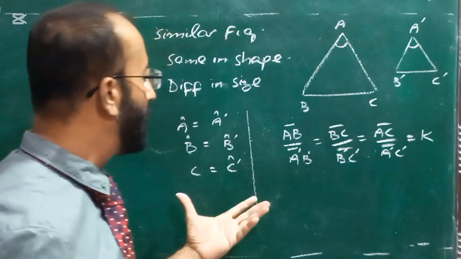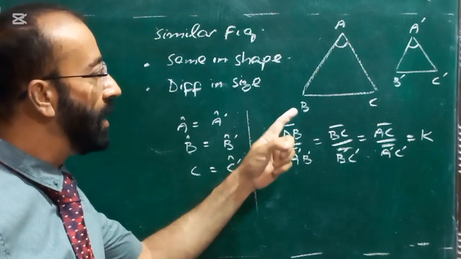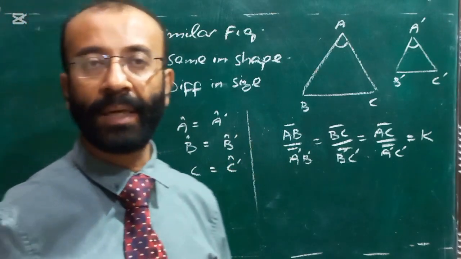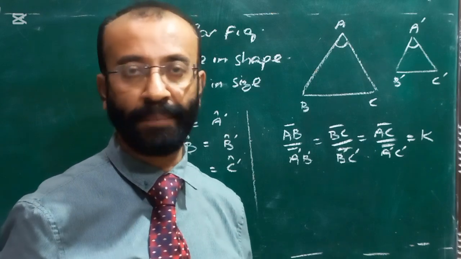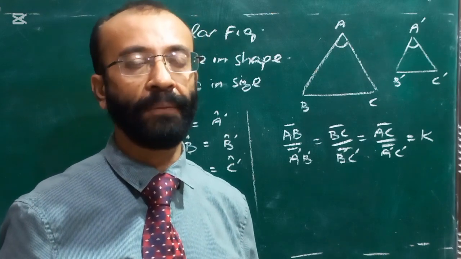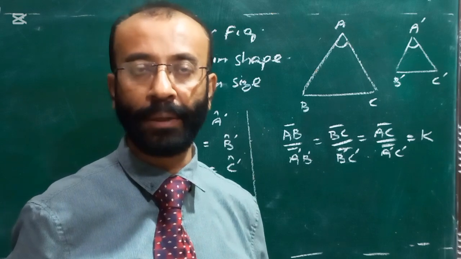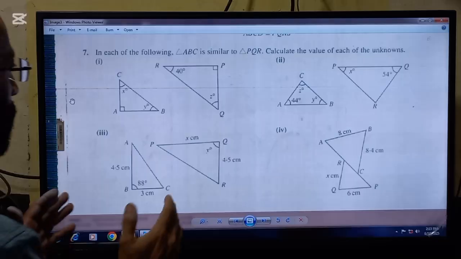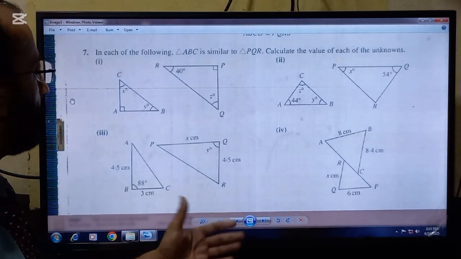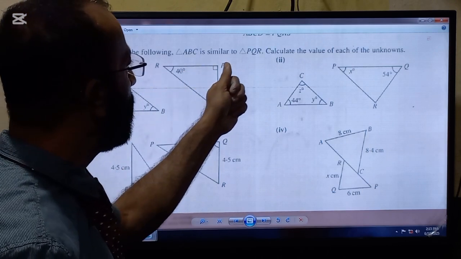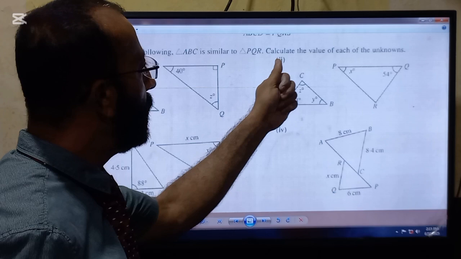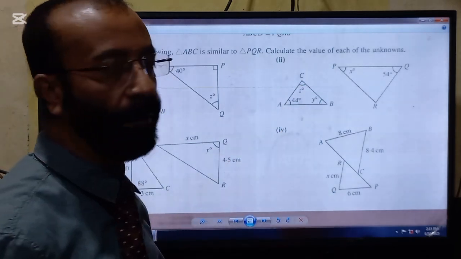So these two concepts are very important in similar figures, and in the questions of this topic, these concepts will be used. So we are going to solve some questions now. Concentrate yourself. For example, here are some questions. In each of the following, triangle ABC is similar to triangle PQR. Calculate the values of each of the following.